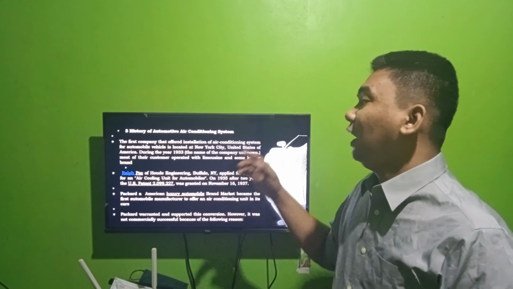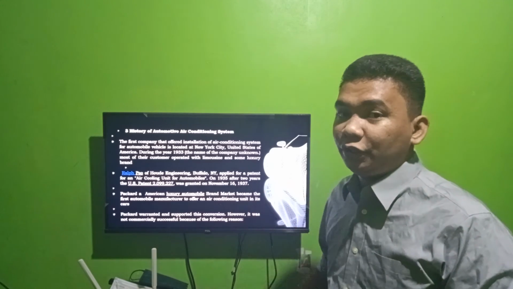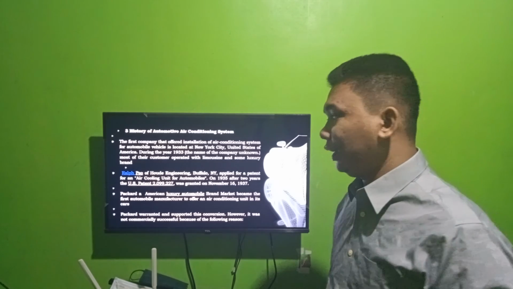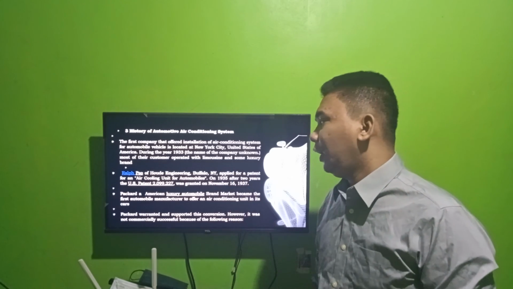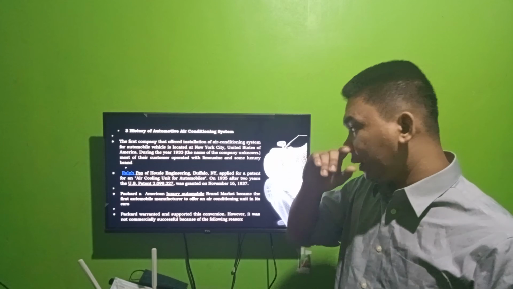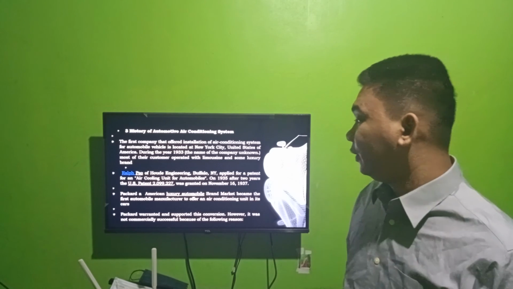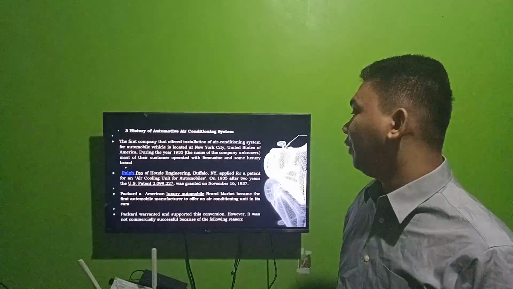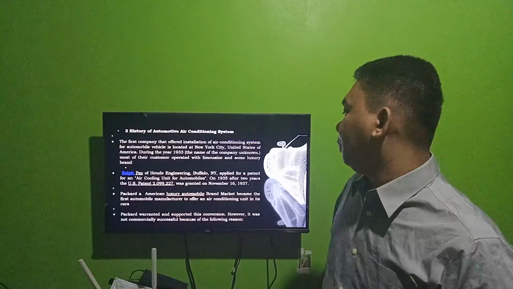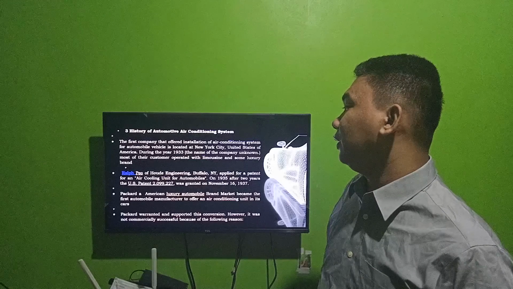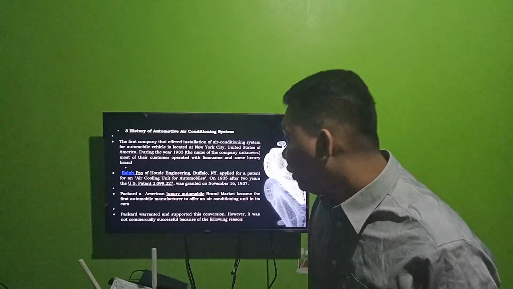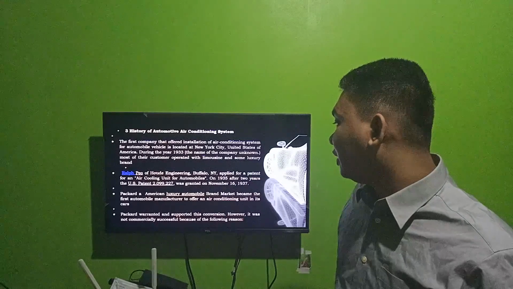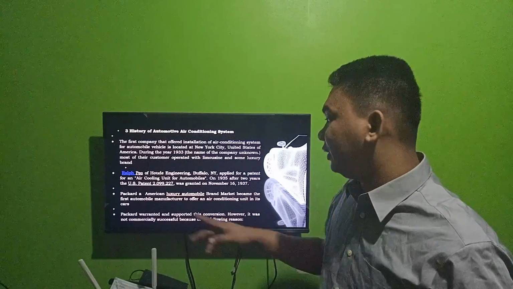Automotive air conditioning was first installed on luxury cars, of course, because the wealthy were the first to have it. Ralph Peo of Howard Engineering, Buffalo, New York, applied for a patent for an air cooling unit for automobiles. In 1935, after two years, the U.S. patent 2,099,227 was granted on November 16, 1937.